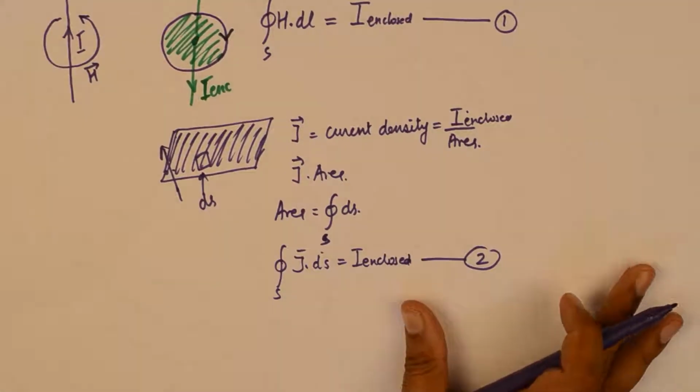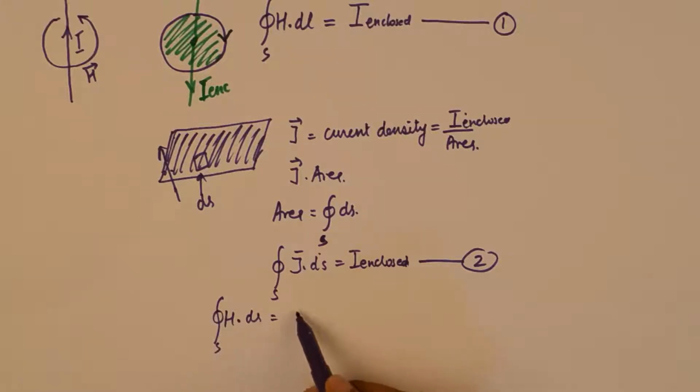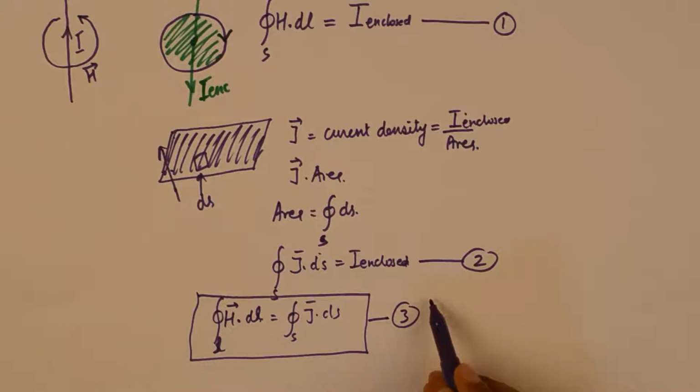If I equate these two equations 1 and 2, what I get is the line integral of H dot dl to be equivalent to the surface integral of J dot ds. Now this is the line integral of the H vector around a surface, and this is the surface integral of current density, and together they form Maxwell's fourth equation in integral form.